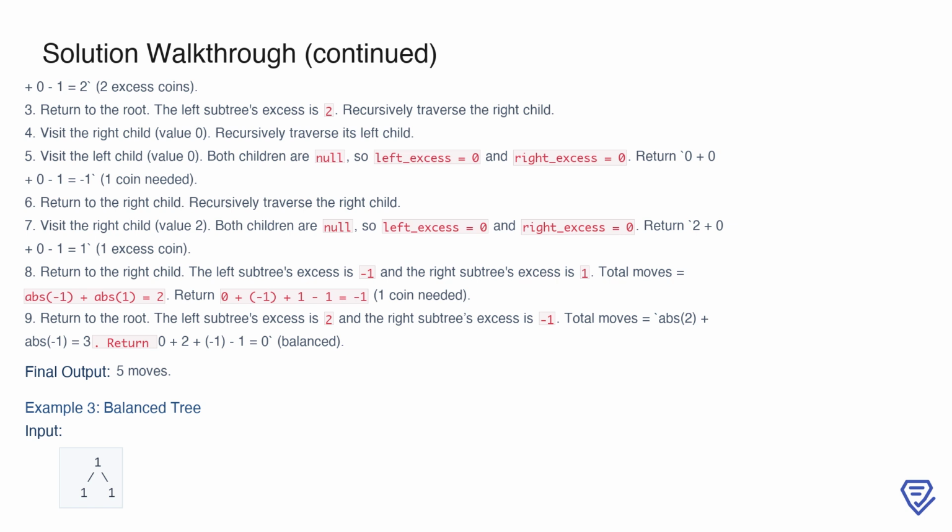Finally, back at the overall root, we combine the excesses from the left and right subtrees. The left subtree contributes 2, and the right subtree contributes -1, resulting in a total of 3 moves. The root balances out with an excess of 0, and the entire tree is now balanced. The total number of moves required for this example is 5.